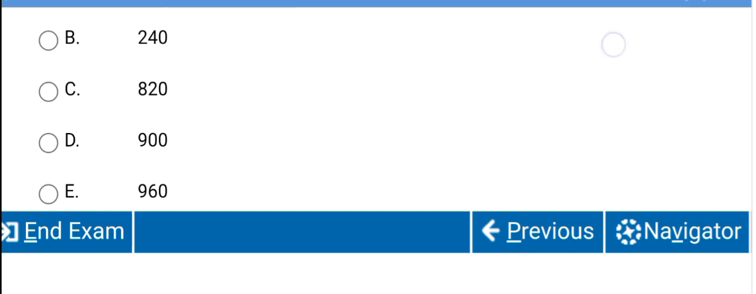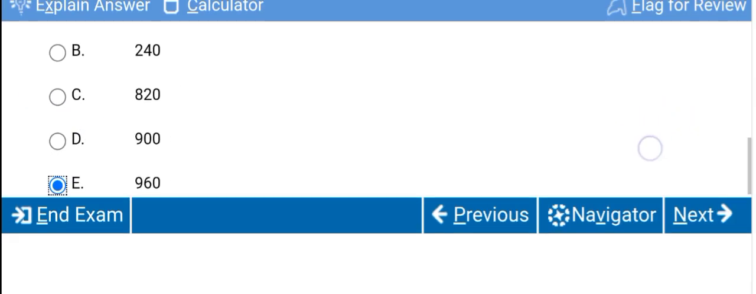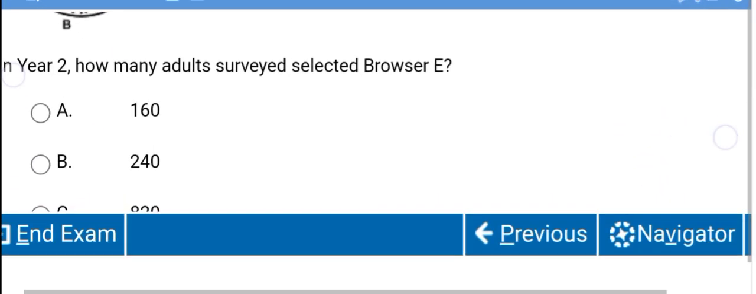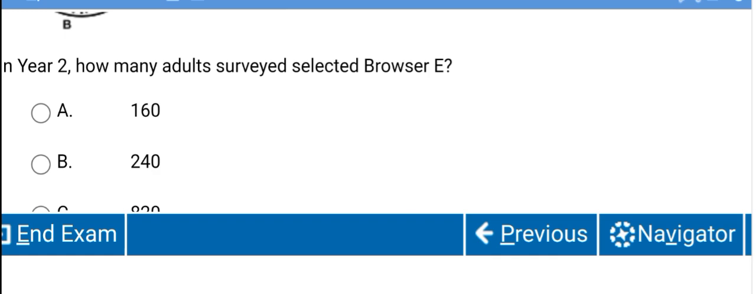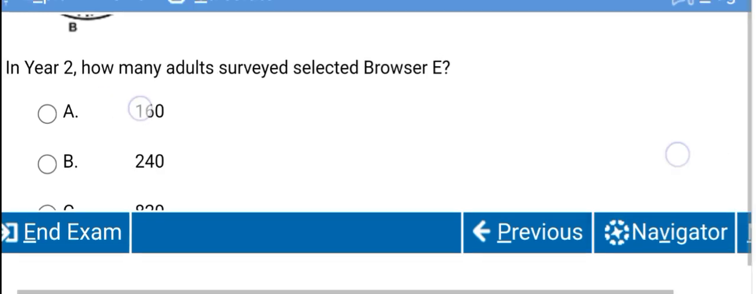So here we have correct responses. Option C, 960 of the adults surveyed selected browser E.